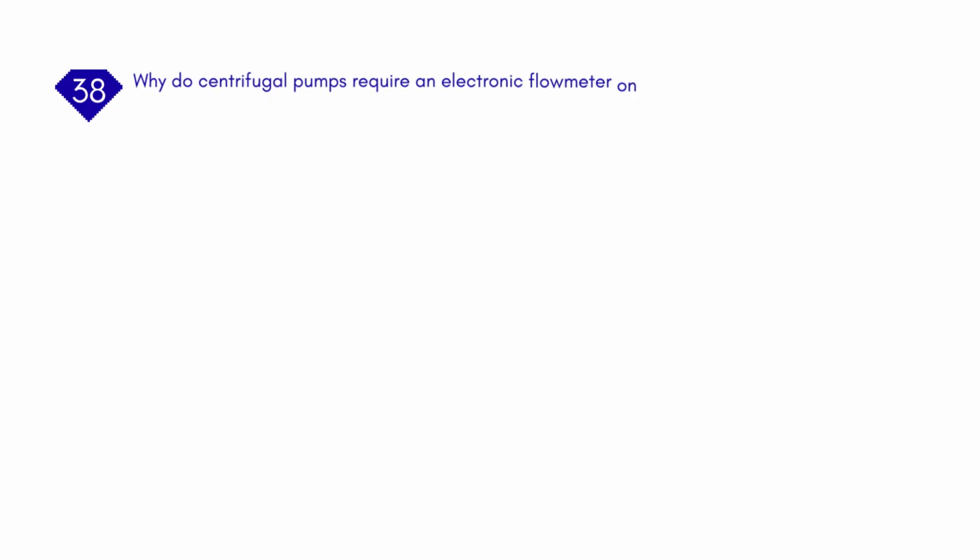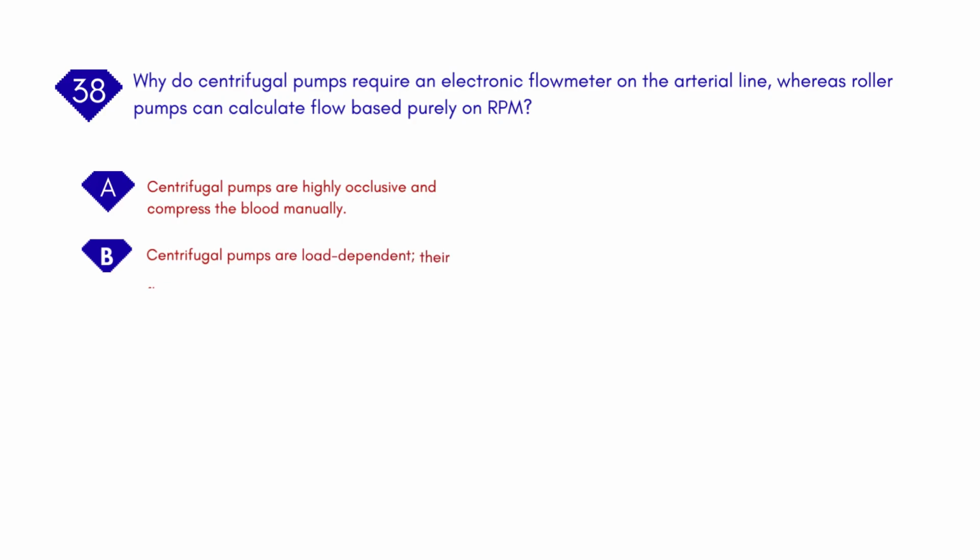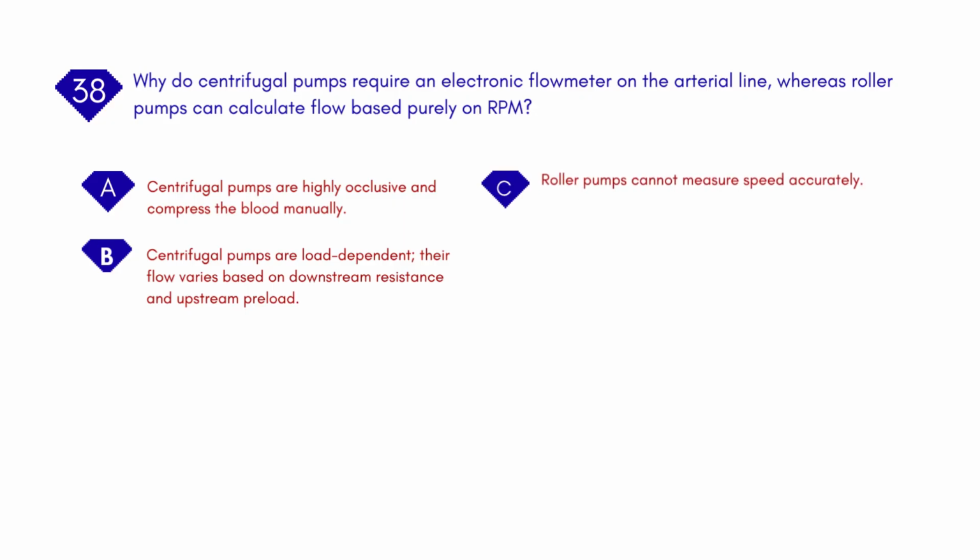Why do centrifugal pumps require an electronic flowmeter on the arterial line, whereas roller pumps can calculate flow based purely on RPM? A. Centrifugal pumps are highly occlusive and compress the blood manually. B. Centrifugal pumps are load dependent. Their flow varies based on downstream resistance and upstream preload. C. Roller pumps cannot measure speed accurately. D. Centrifugal pumps only run at a single constant speed.